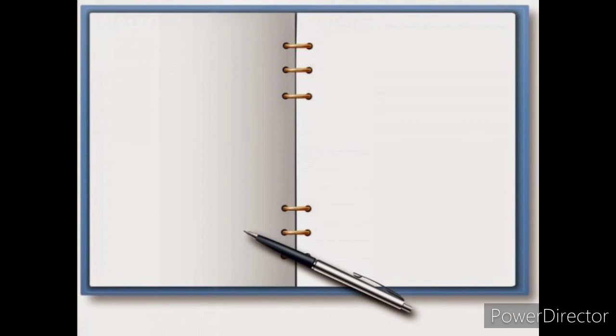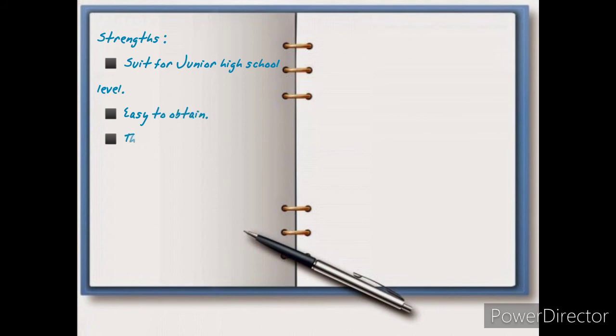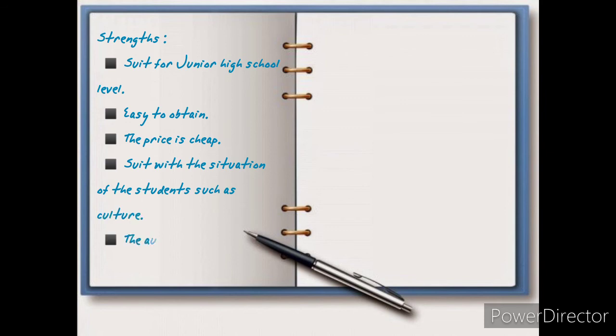Next, we are going to discuss the strengths and the weaknesses of the coursebook. The strengths are: first, this coursebook is suited for junior high school level and easy to obtain both in online and offline stores. Third, the price of the book is cheap. And fourth, it suits the students' situations such as culture, and the author of the book is clearly known.